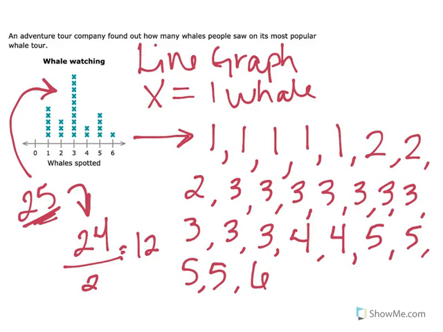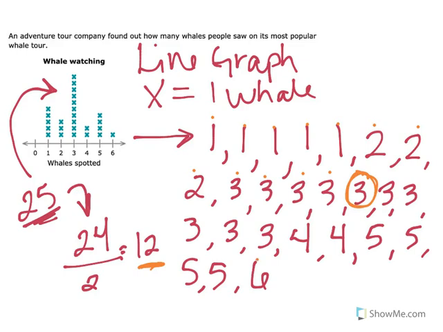So if I count 1, 2, 3, 4, 5, 6, 7, 8, 9, 10, 11, 12, okay, and I think that's my median, I can double check because there should be 12 pieces of data to the right of my median.